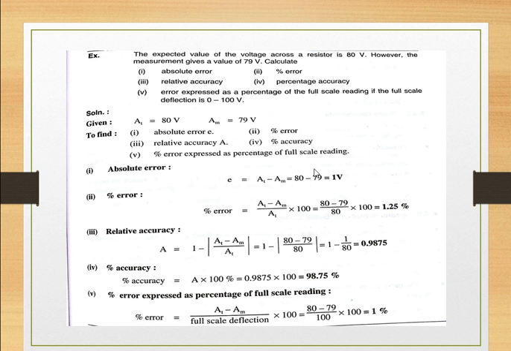So in terms of percentage, it is 1.25%. So percentage error is 1.25%. Okay, so that is calculated over here.